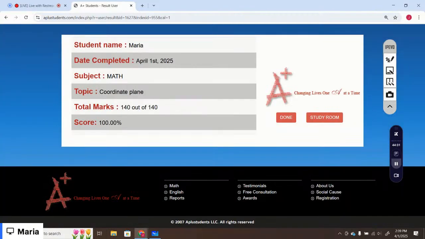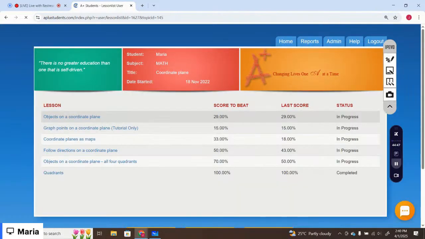Okay, we are done with the lesson. So we are working with grade 5 math. The chapter we're working on is coordinate plane. The lessons we have covered today are objects on a coordinate plane, coordinate planes as a map, follow directions on a coordinate plane, and quadrants. So please make sure before the next session you complete all the practice questions for the lessons you just did. That is your homework until next session.